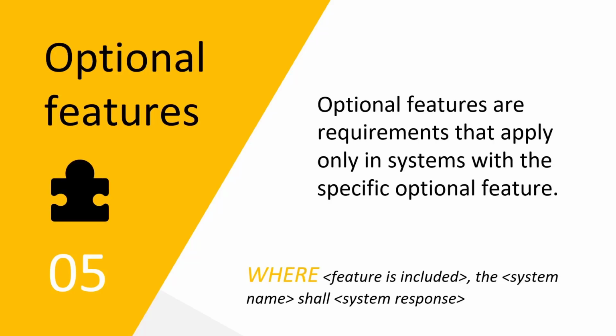To finish, optional features are requirements that apply only in systems with a specific optional feature. They are invoked exclusively when the system has this particular option. For example, where feature is included, the system name, shall, system response. And remember that for the most complex requirements, we can combine the various patterns mentioned before.